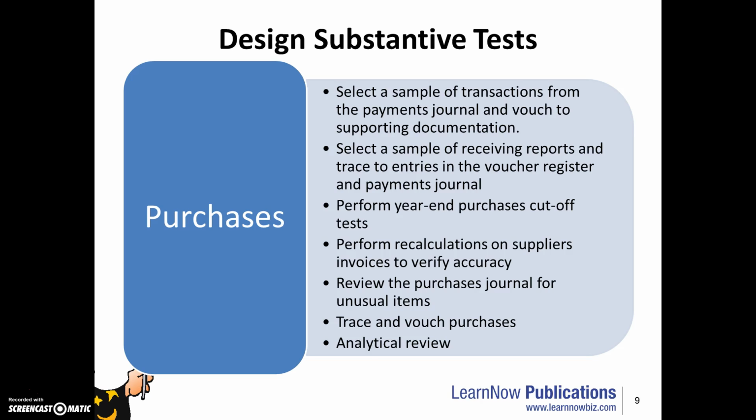Let's have a look at another subsystem now, purchases. We're looking at the design of these tests. What can we do? We can select a sample of transactions from the payments journal and vouch them to supporting documents. We can select a sample of receiving reports and trace them to entries in the vouchers register and payments journal. We can perform year-end purchases and cut-off tests, perform recalculations on suppliers' invoices to verify accuracy, review the purchases journal for unusual items, trace and vouch purchases, or perform analytical review.